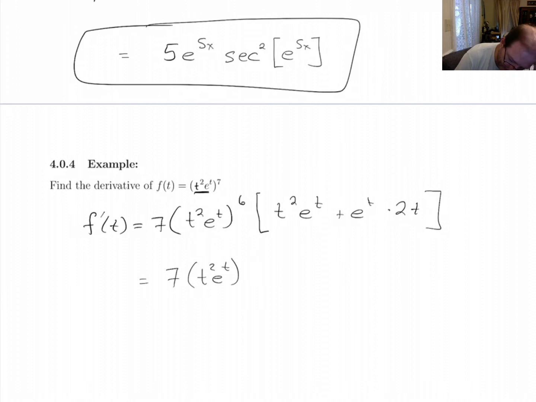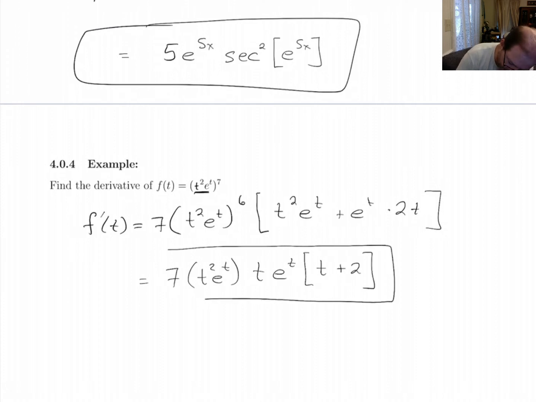Let's see, what can we factor out of this? We can factor out a t, and we can factor out an e to the t. And what are we left with? Let's see. We're left with t plus 2. And I'm going to leave my answer like that for now, because there is another way we could do this problem.